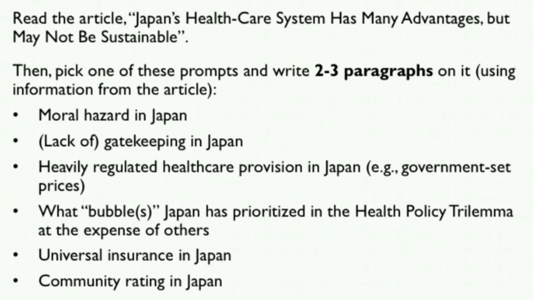And then the last possible prompt you can choose from is you could talk about community rating in Japan. So recall from today's lecture, community rating is basically that people don't pay for their insurance based on their own individual health. It's like you're charged based on the overall health of the community. And often this is done through taxes or through employers providing insurance and basing things on employee pools instead of individuals.